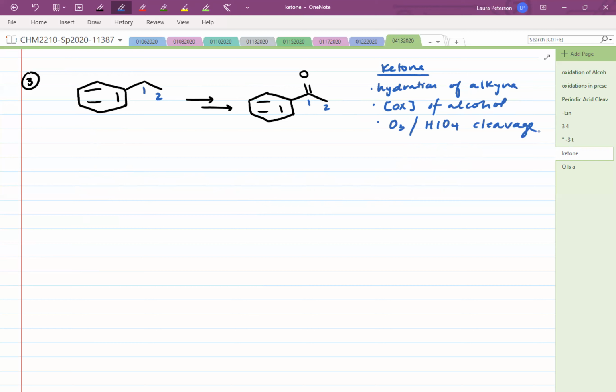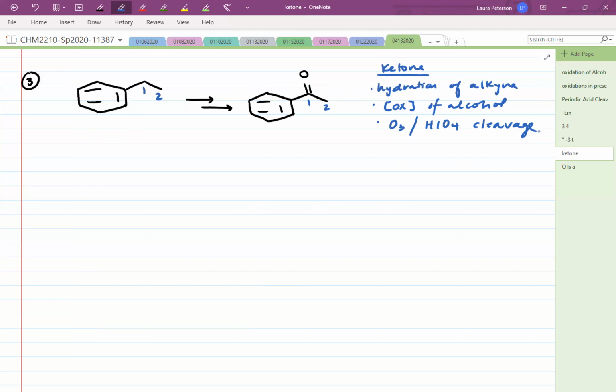That one doesn't make much sense because I'm not changing the number of carbons, but you could complete the synthesis through either of the first two methods. So I'll go through both of those syntheses. We could hydrate an alkyne, or we could oxidize an alcohol. I'll do the oxidation of an alcohol method first, because that reaction is the most fresh in our minds. We just talked about it earlier today. So let's go ahead and do that.